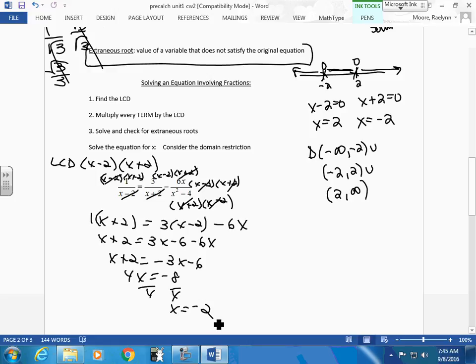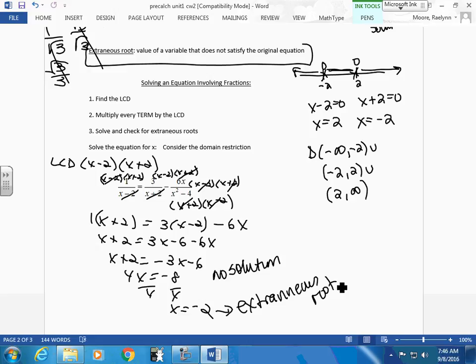Go back and check your domain. Are we allowed to use negative 2? So is this going to work? Mm-mm. We don't even have to put it back into our fraction because it was not part of our allowable domain. So this has no solution. All that work to find out no solution. This is your extraneous root. It was a solution for the equation part, but when we put it back into the scenario of the problem, it doesn't work.